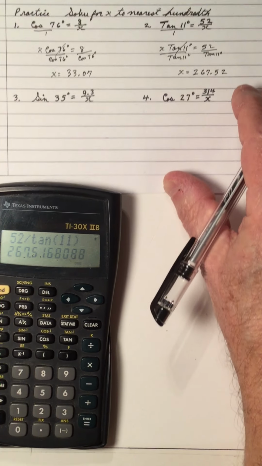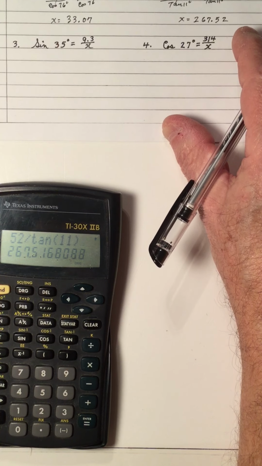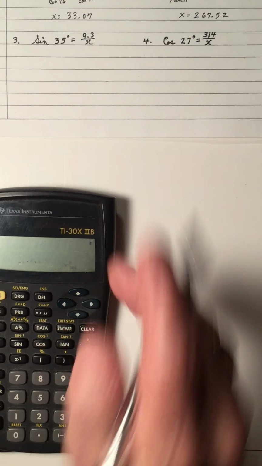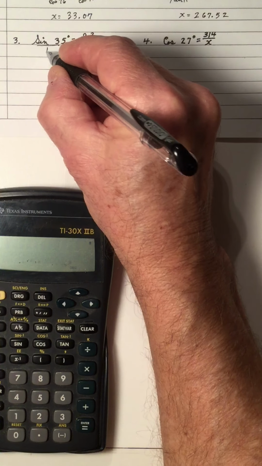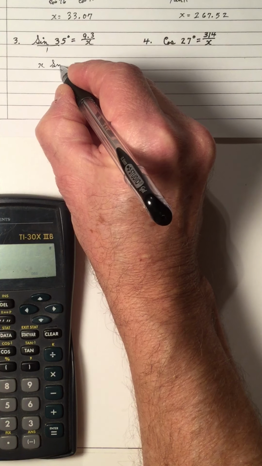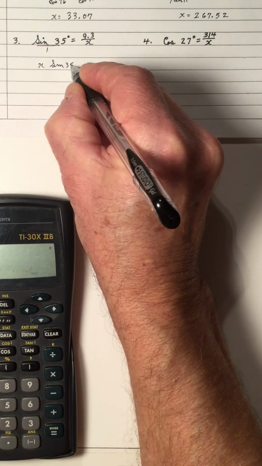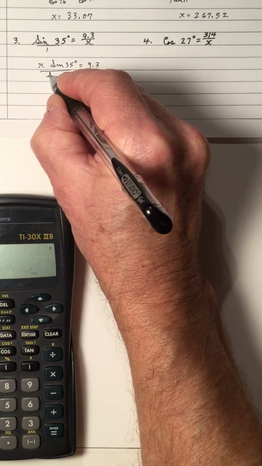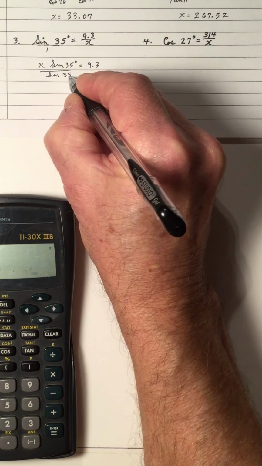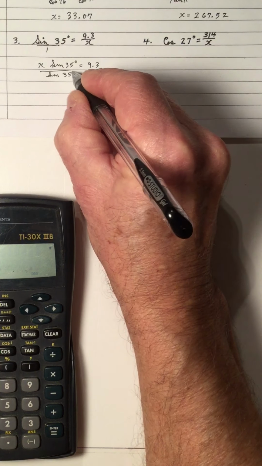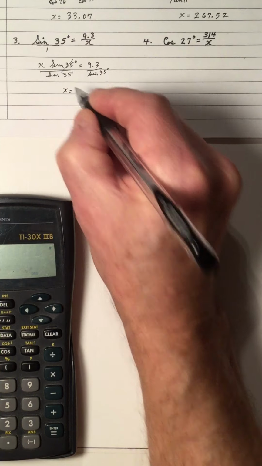And move these up now. I'm going to keep working them. Move it high so you can, and clear that. So you put the sine over 1. You cross multiply. This x sine 35 degrees equals 9.3. Divide both sides by sine 35. And again, once you get used to the pattern, they cancel and x is equal to.